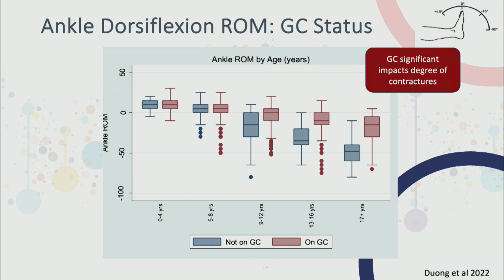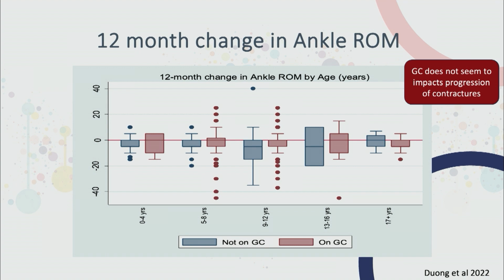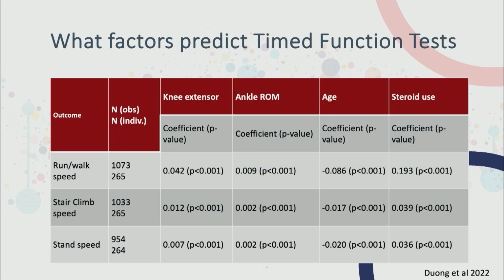When we looked at range of motion, I'll focus on dorsiflexion. We wondered, there are steroids that are used in Duchenne. Do steroids really impact contractures? What we found was that initially it does. You can see the non-steroid users are in blue, and the steroid users are in red, and there's a clear difference there. However, when we looked at a 12-month change, it really didn't matter if you're on steroids or not. The progression itself didn't really seem to change.